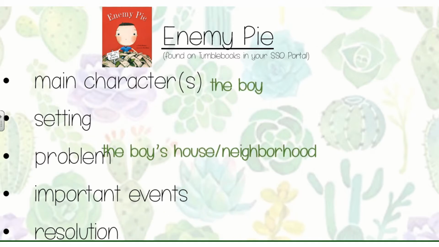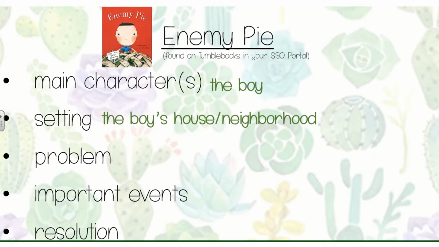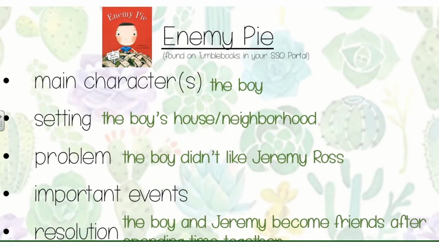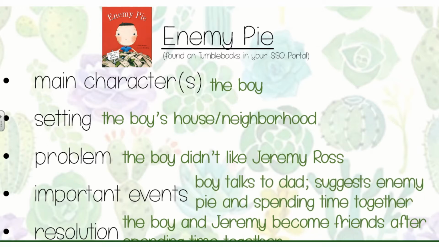The main character is the boy. The setting is the boy's house in the neighborhood. The problem is that the boy did not like Jeremy Ross. The solution is that the boy and Jeremy become friends after spending time together. Now we need to go back and look at the important events. The boy talks to his dad, he suggests enemy pie, and spending time together. If we did not have these important events, we would not have a solution to our story.